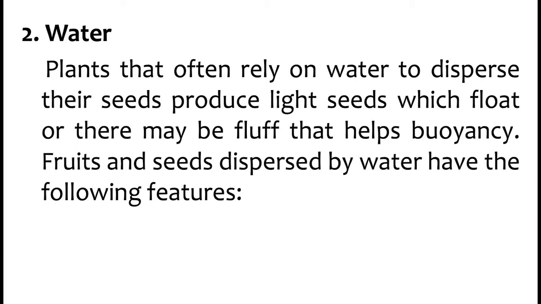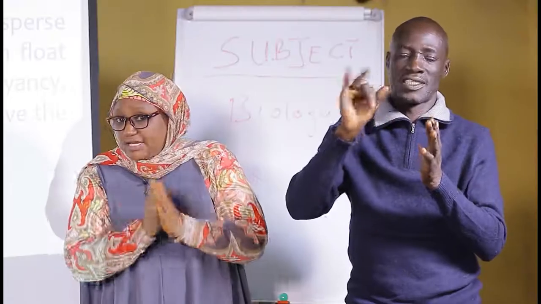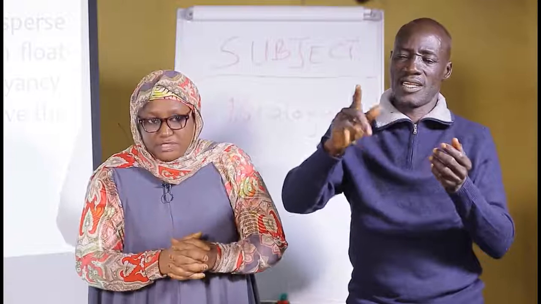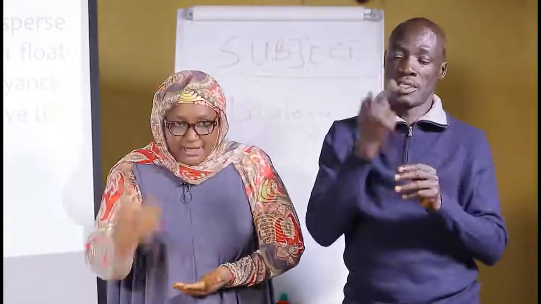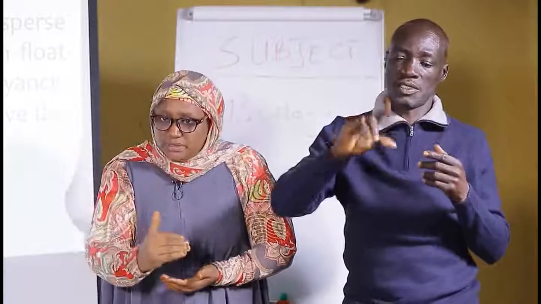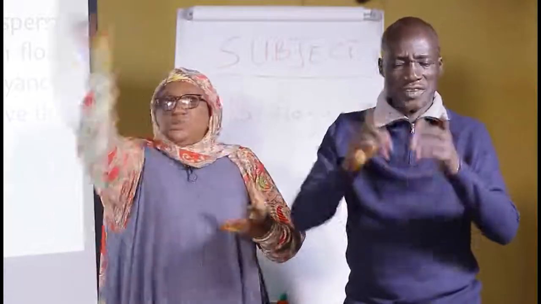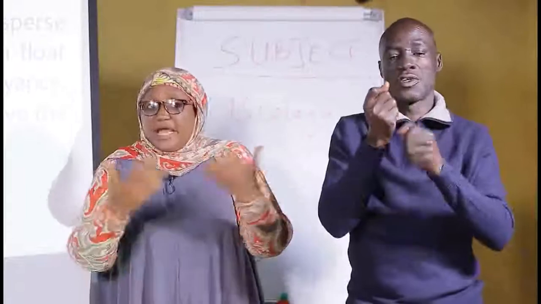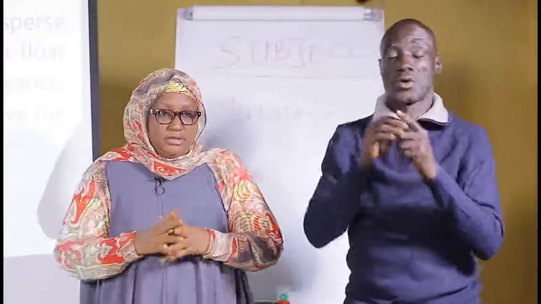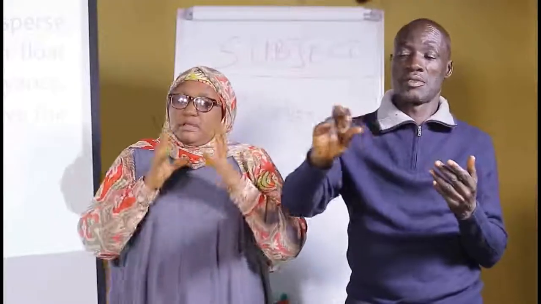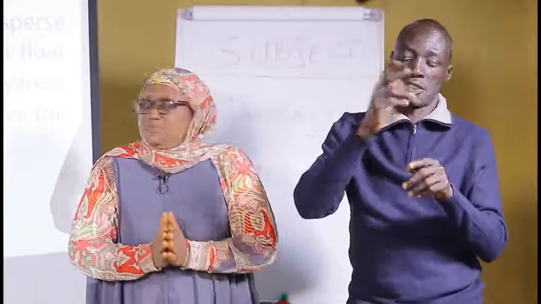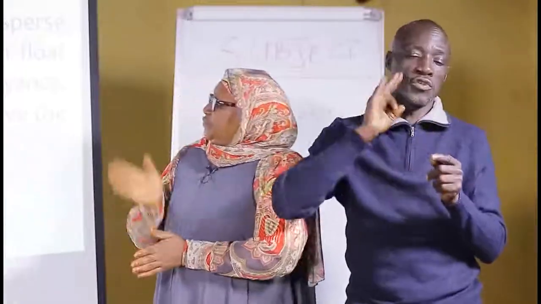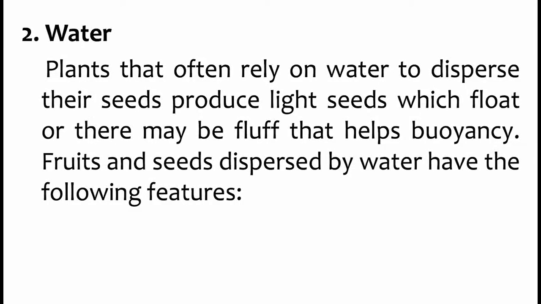And definitely their seed has also to be light, just like those that are being dispersed by wind. If they have to be dispersed by water, the seeds have to be light. Just like I said, stones, because they are heavy, you can't see stone flying in the air. So the same thing, you hardly see stone floating on the river. So water dispersal also needs lightweight seeds so that it can be dispersed. Then fruit and seed dispersed by water have the following features.